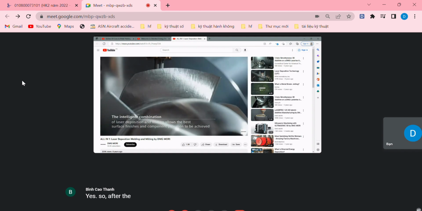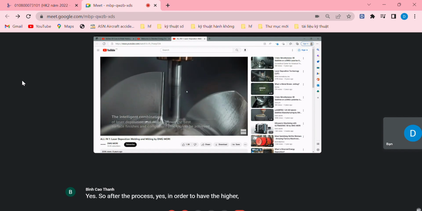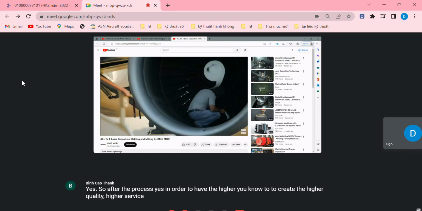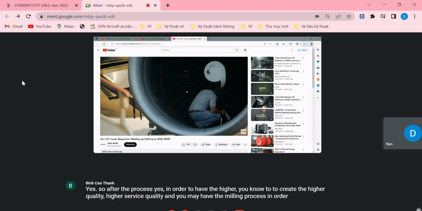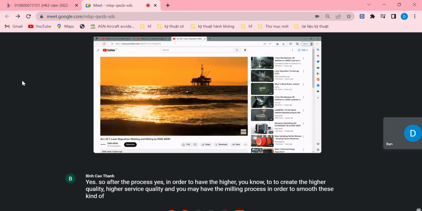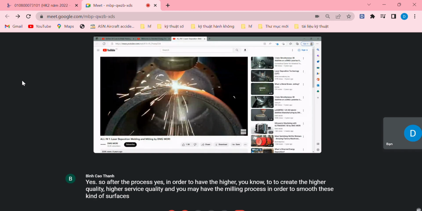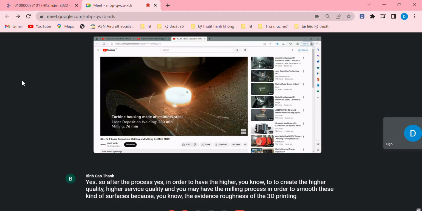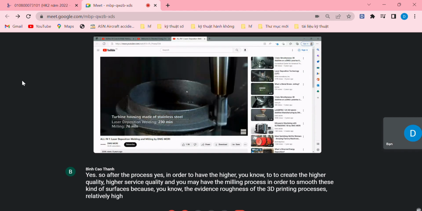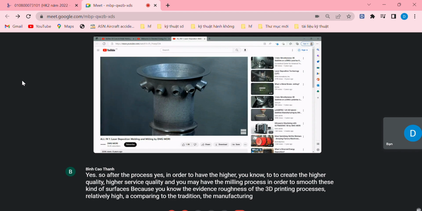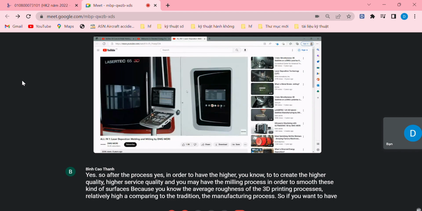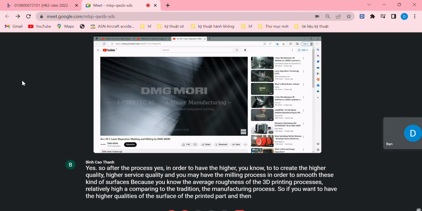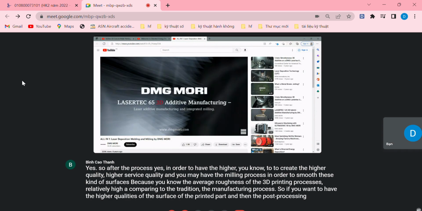After the process, in order to create a higher surface quality, you may have a milling process to smooth these surfaces. Because the average roughness of the 3D printing process is relatively high compared to traditional manufacturing processes, if you want higher surface quality of the printed part, post-processing steps are necessary to apply.